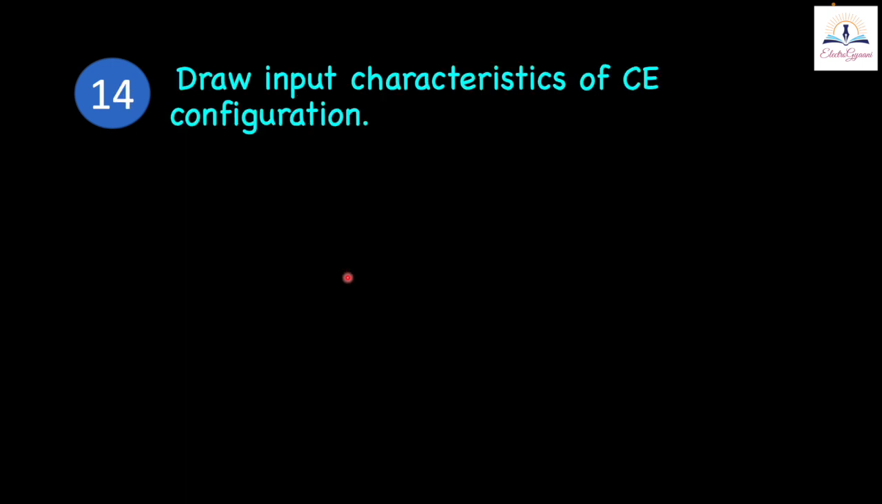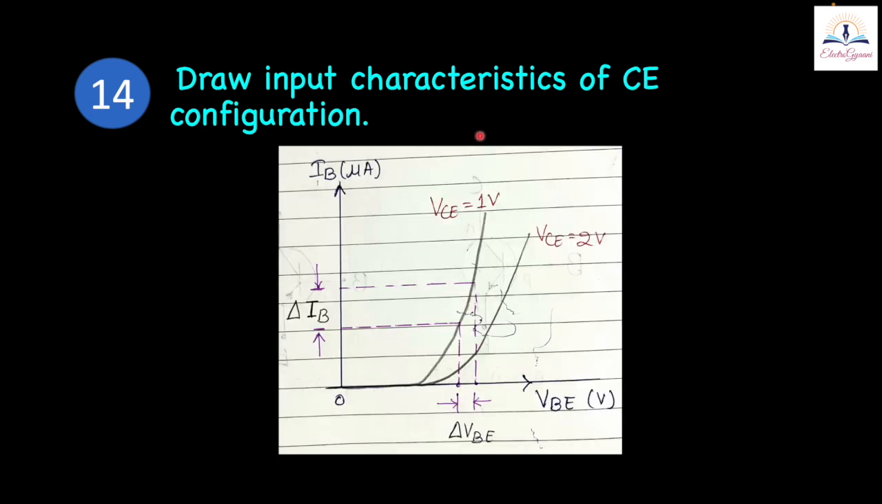Next question is, draw input characteristics of common emitter configuration. So in common emitter configuration, the emitter terminal is common to input and output side, and input signal is provided at the base terminal and output is taken from the collector terminal. So input characteristic is drawn between the base current and the base-emitter voltage. Now this is a simple forward diode characteristic.